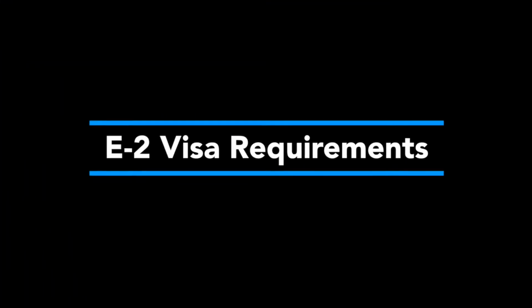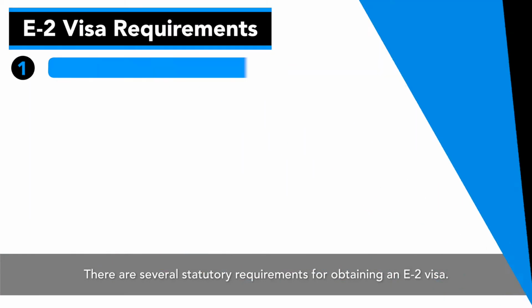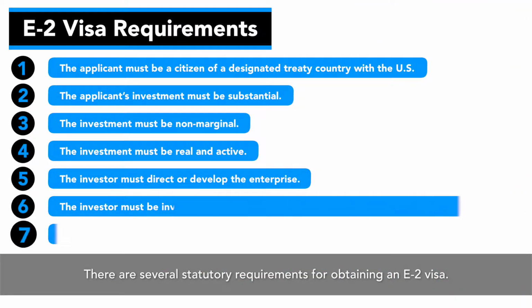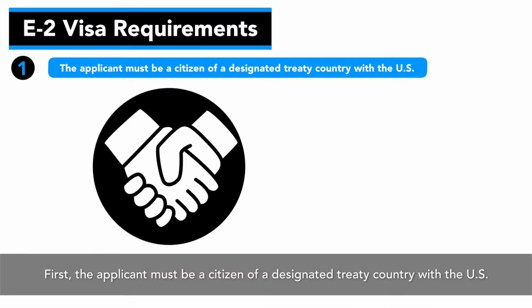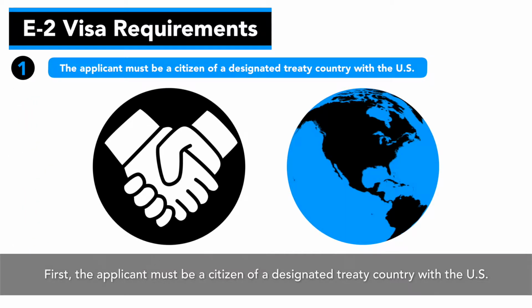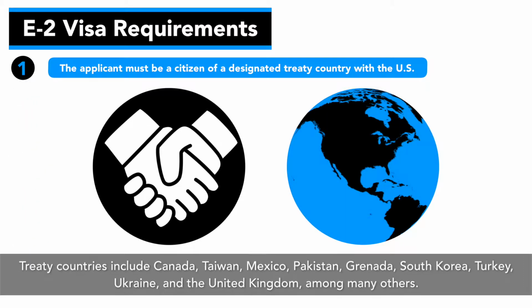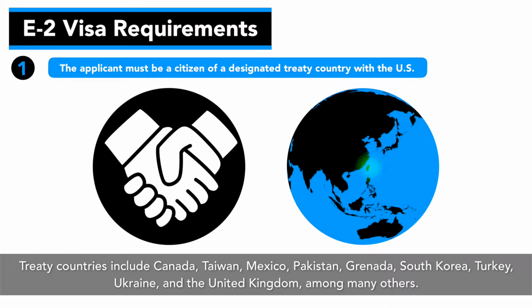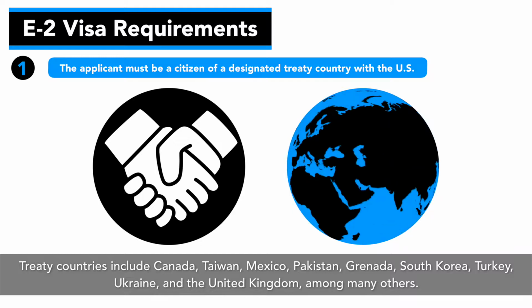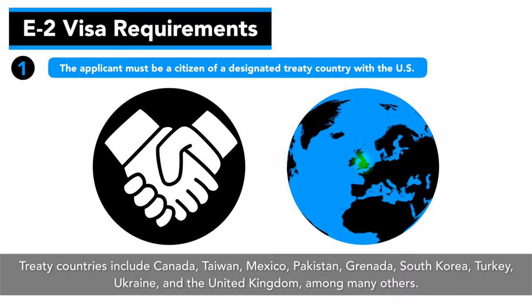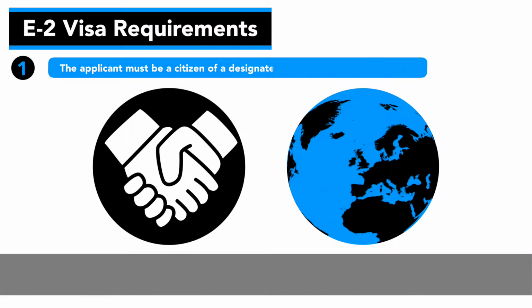E-2 visa requirements. There are several statutory requirements for obtaining an E-2 visa. First, the applicant must be a citizen of a designated treaty country with the U.S. Treaty countries include Canada, Taiwan, Mexico, Pakistan, Grenada, South Korea, Turkey, Ukraine, and the United Kingdom, among many others.